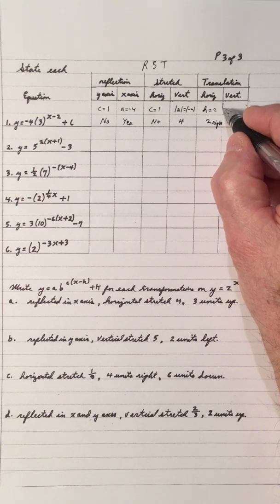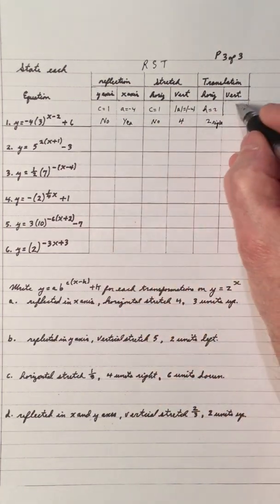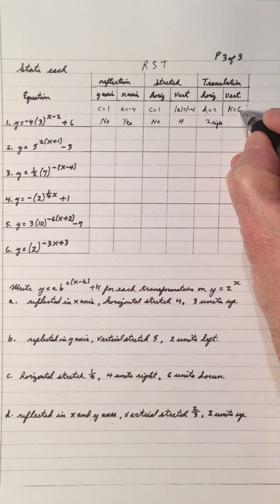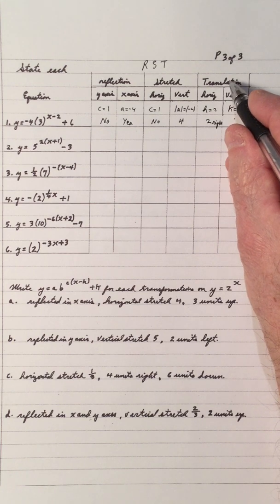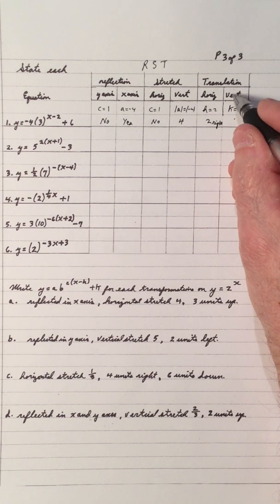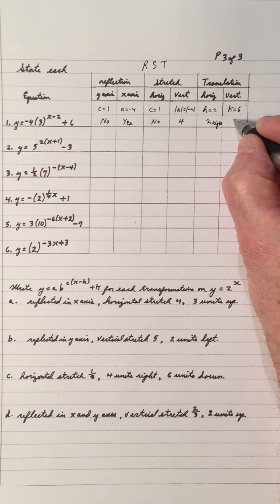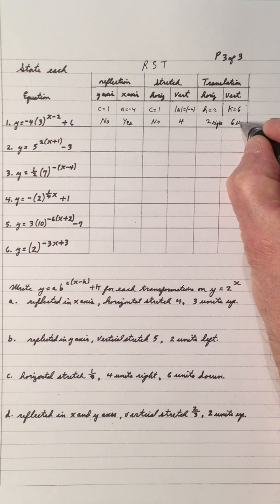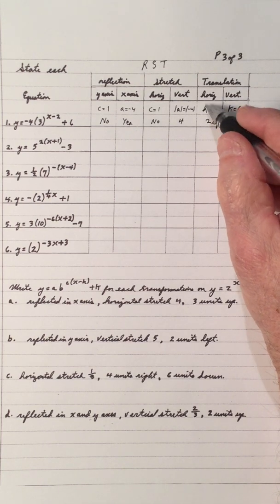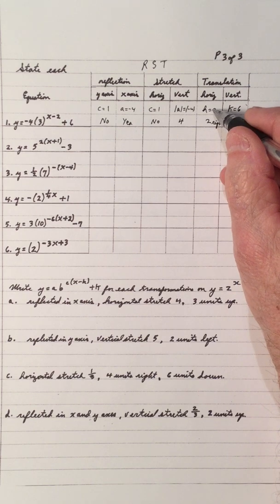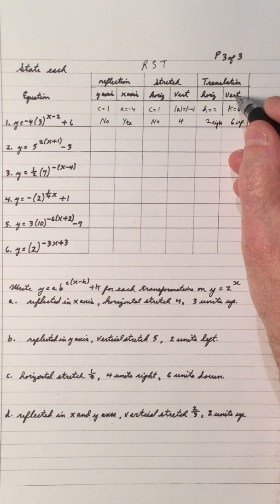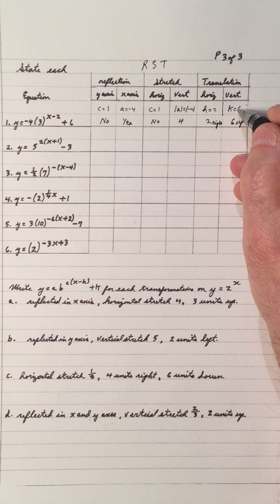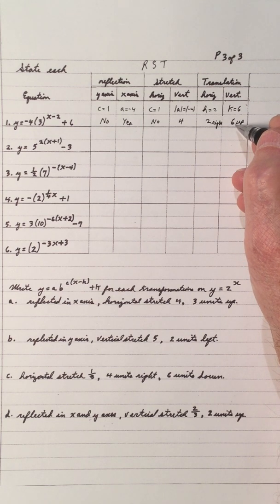And the vertical translation, K is 6. Vertical translation is 6, but it's up. Notice horizontal translation is right and left. Right is positive, left is negative. The vertical translation, if it's positive, goes up that many units. And if it's negative, it goes down that many units.